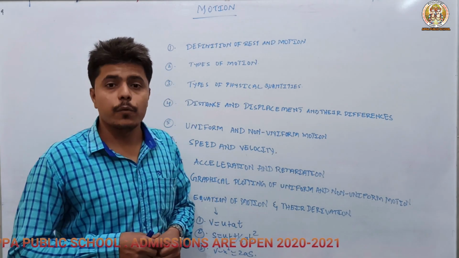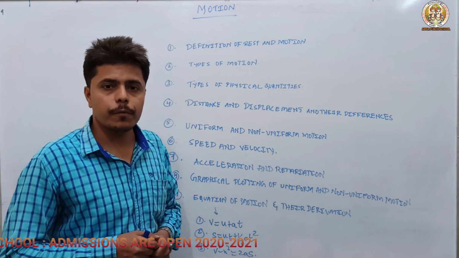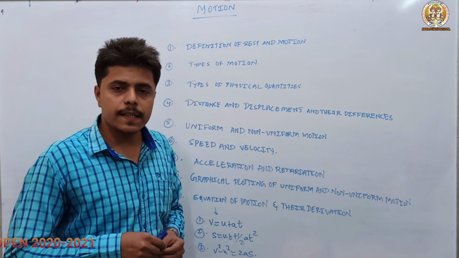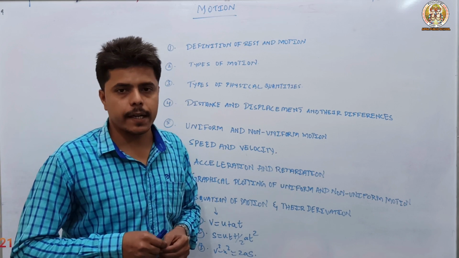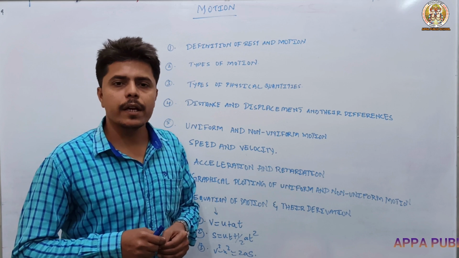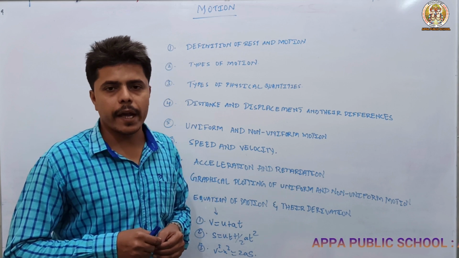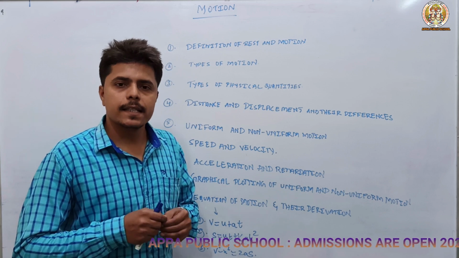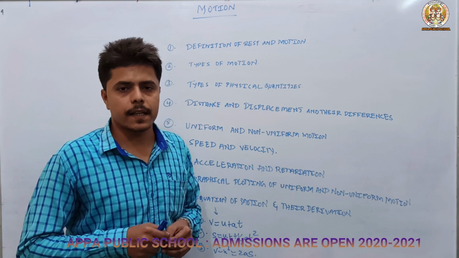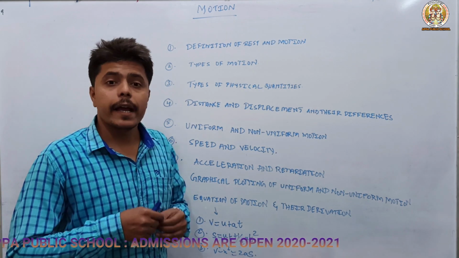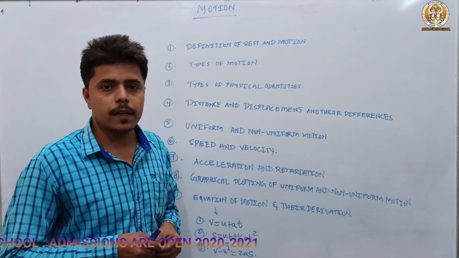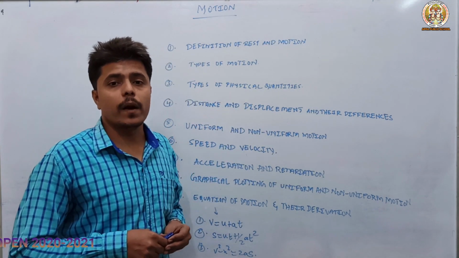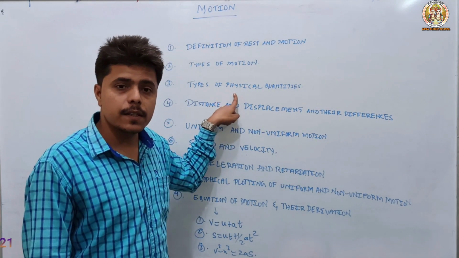Then, types of physical quantities. Physical quantities are those which can be measured. There are 2 types of physical quantity: first is scalar and second is vector. Scalar means having only magnitude but no direction. Vector means having both magnitude and direction. Scalar examples are speed, distance, etc. Vector examples are velocity, displacement, etc. We are going to see these in detail in this chapter.